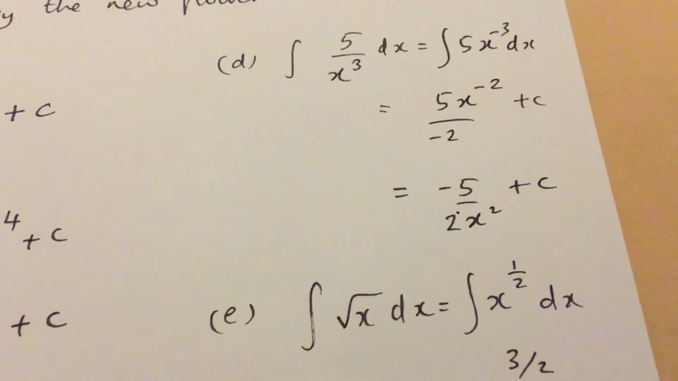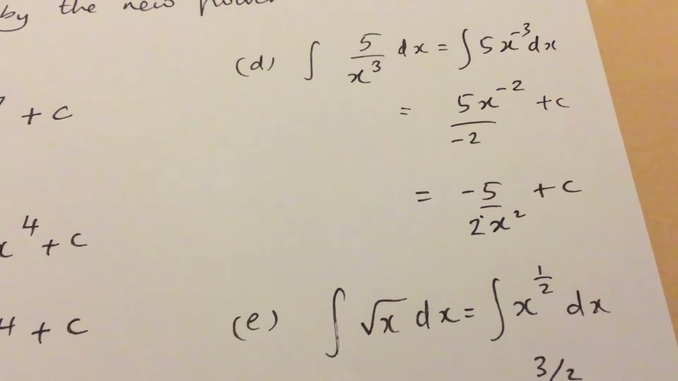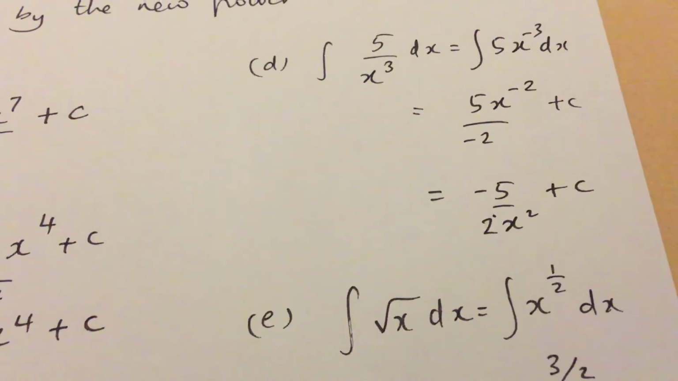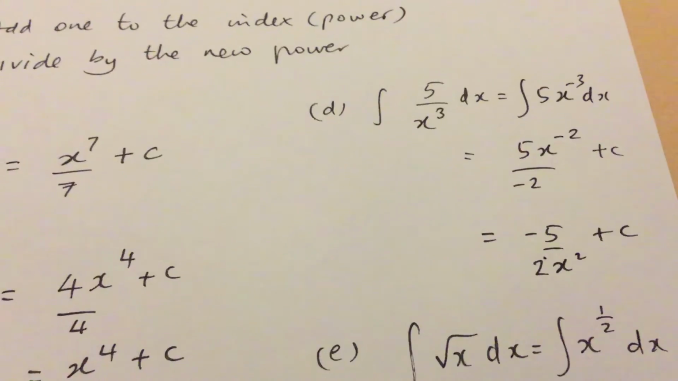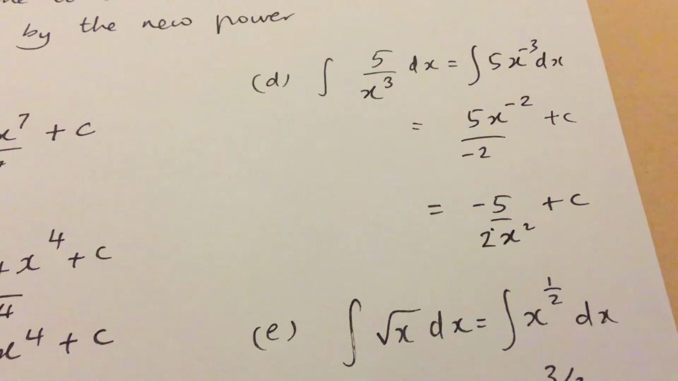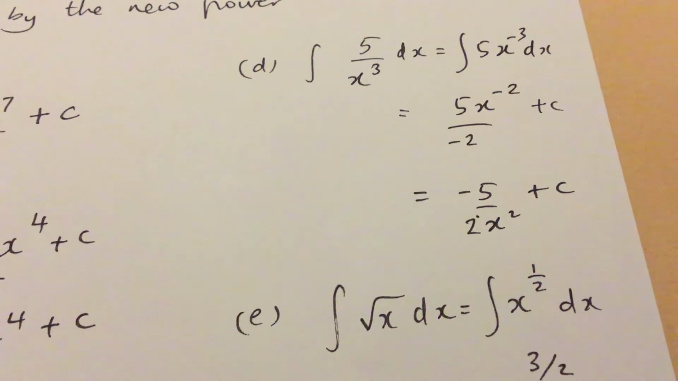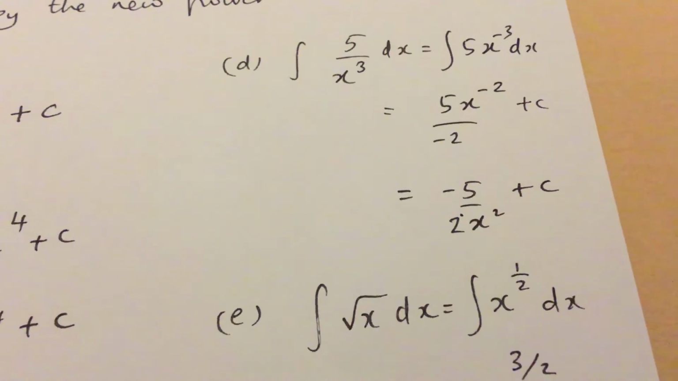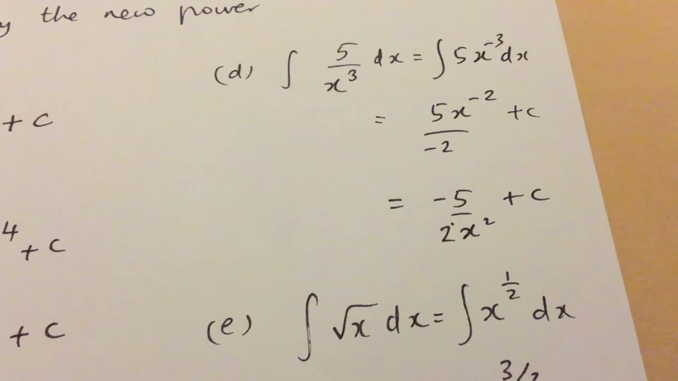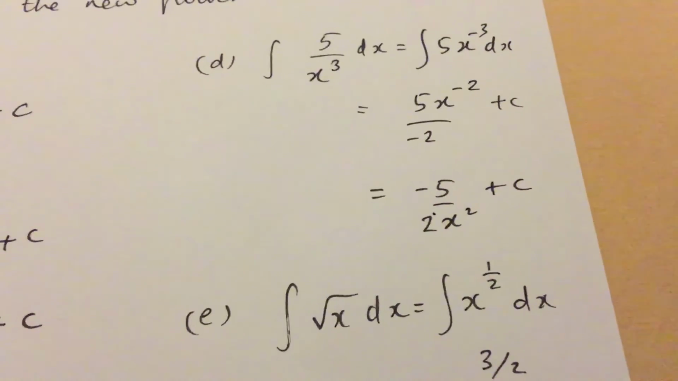What if the power is negative? Like the next one, 5 over x cubed can be written as 5x to the negative 3. Add 1 to the power, so same steps. You get 5x to the negative 2, and then divide by the new power, which is negative 2. But as a methods student, we expect you to give your answer in positive index, so that x to the negative 2 goes back in the denominator. And this is how the answer should look.